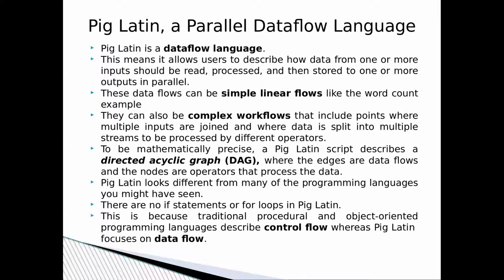All right. So let's now continue our discussion on Pig Latin, which is known as a parallel data flow language. The emphasis is on the word data flow. That means it allows users to describe how data from one or more inputs should be read, processed, and then stored to one or more outputs in parallel. These data flows can be simple or complex. So we can have two types of data flows. Either we can have simple data flows or we can have complex workflows also. We'll discuss what these simple and linear and complex workflows mean.